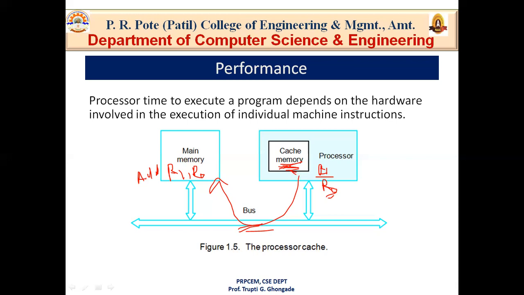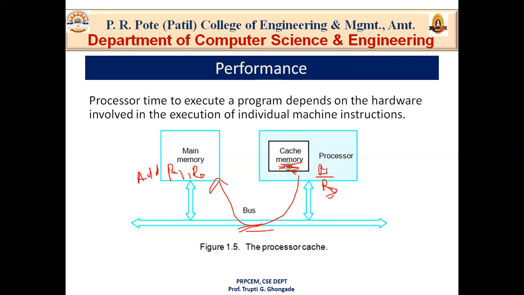So for example, suppose a number of instructions are executed repeatedly over a short period of time, as happens in a program loop, as you see in a C program and a C++ program. So if these instructions are available in the cache memory, they can be fetched quickly during the period of repeated use. The processor doesn't need to go all the time to the main memory. And by using this cache memory, we can improve the performance of the computer system.